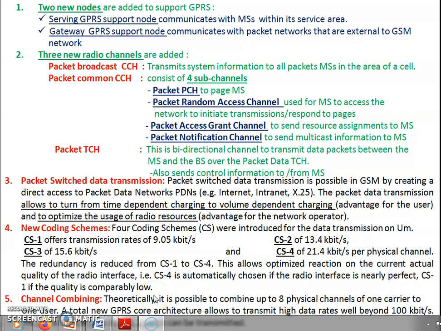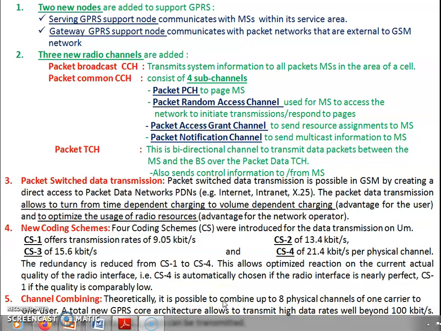Hello students, I am continuing the same session from the last presentation about GPRS, General Packet Radio Service. Two new nodes are added to support GPRS, which we have seen. The first is the SGSN, the Serving GPRS Support Node, which communicates with the MS within its service area. The other is the Gateway GPRS Support Node, which communicates with packet networks that are external to the GSM network.